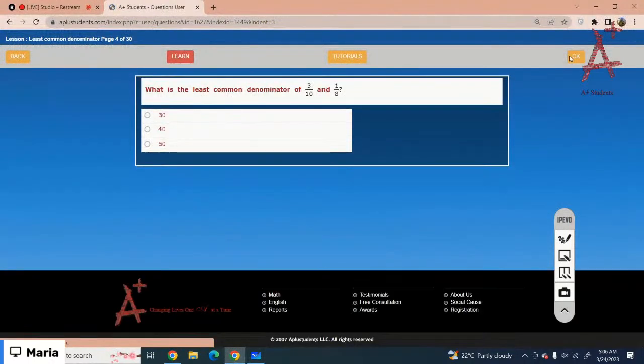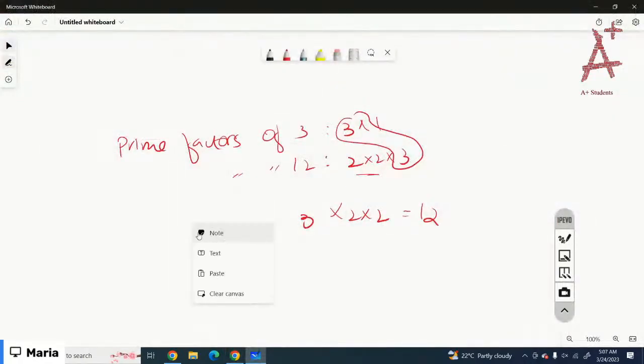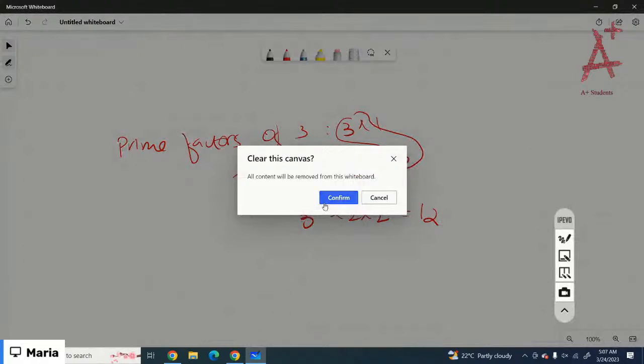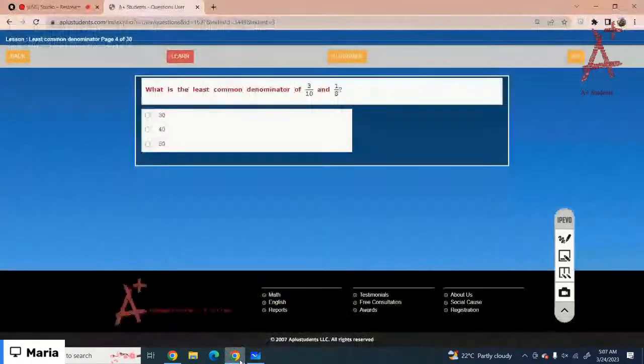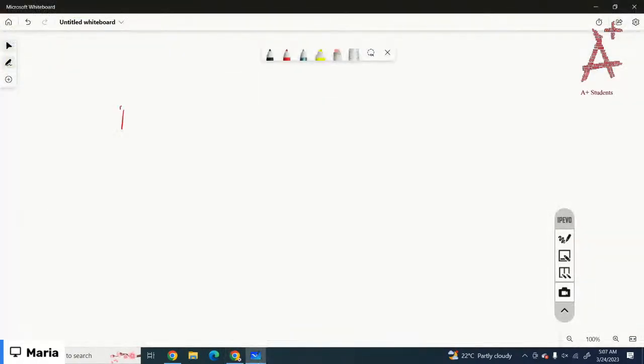Okay, the next one is what is the least common denominator of 3 by 12 and 3 by 10 and 1 over 8? So you have to look at the prime factors of the denominators. The denominators are 10 and 8. So you have to write down the prime factors of 10 and the prime factors of 8. So for 10 it is 2 times 5. For 8 it is 2 times 2 times 2.